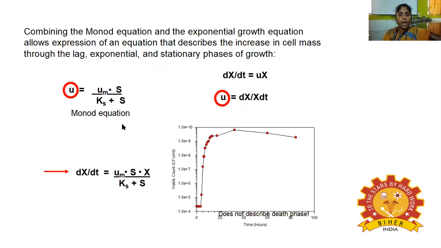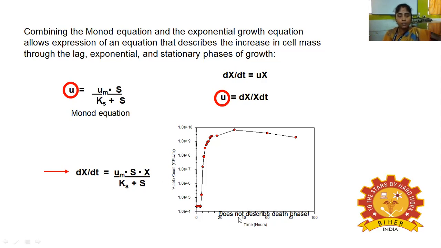So here we take μ as μm S divided by Ks plus S, as we all know this is the Monod equation. And the specific growth rate, as you are all aware, can be written as dX by dt into 1 by X as μ. So 1 by X into dX by dt as μ, we are going to replace this μ term in the Monod equation. So finally we get dX by dt is equal to μm into S into X divided by Ks plus S.